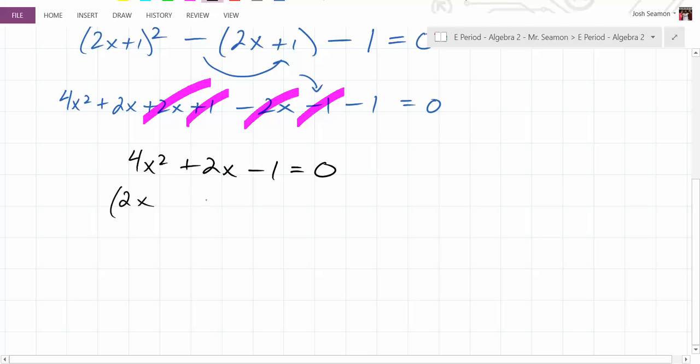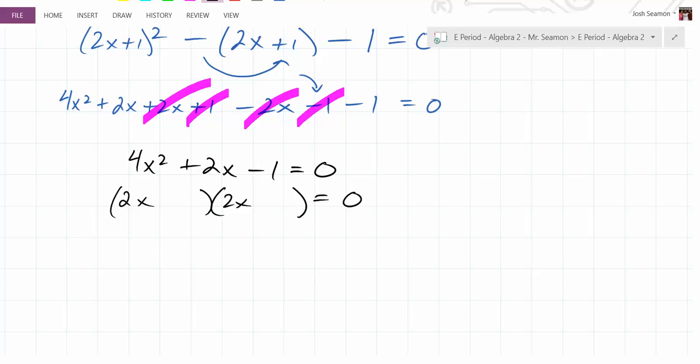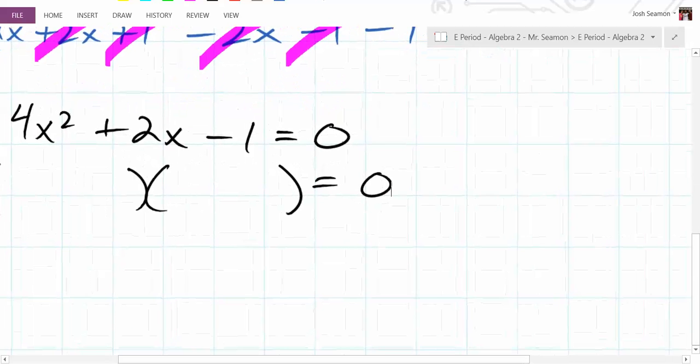So maybe like 2x and what? Maybe this? But then the other two numbers, what do they have to multiply together to get? Negative 1. So you only have 1 and negative 1 or negative 1 and 1. Doesn't look like it's going to work on this one. So what could we change? Not have a 2x and 2x. What could we have? 4x. Yeah, the only other way to get a 4 is to have 4 and 1. So what do we have?